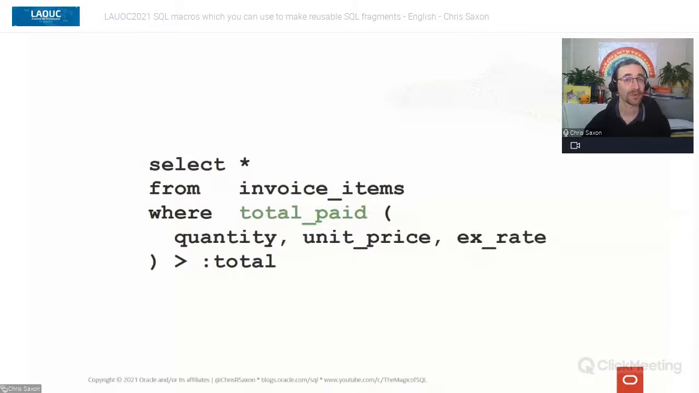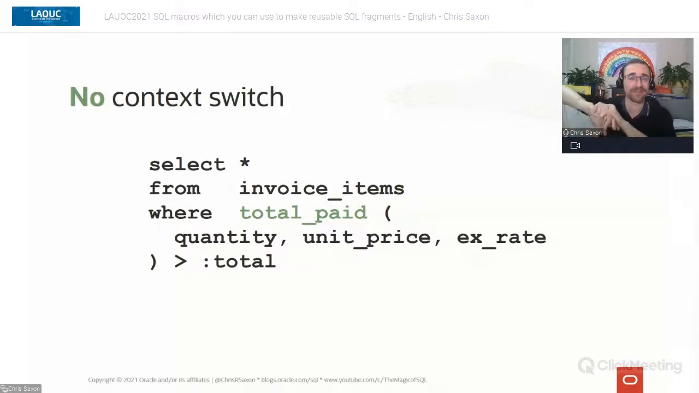This means two important things. Most notably, there is no context switch at runtime because that function is resolved. It's gone. We are down to pure SQL at runtime. We don't have that context switch backwards and forwards between SQL and PL/SQL. This alone will, in many cases, give you the performance gains that you need.